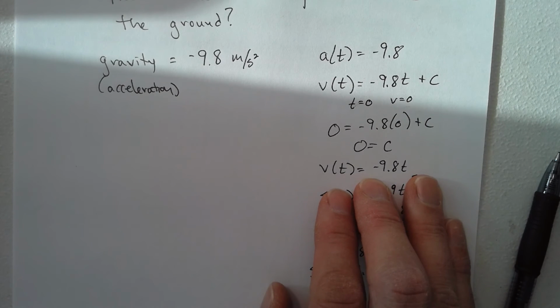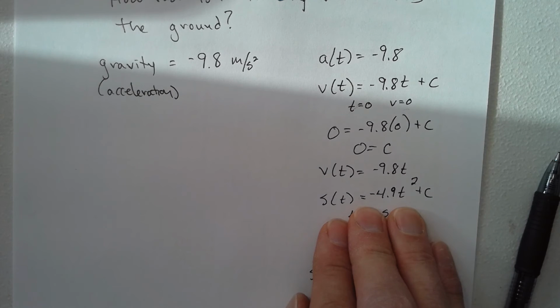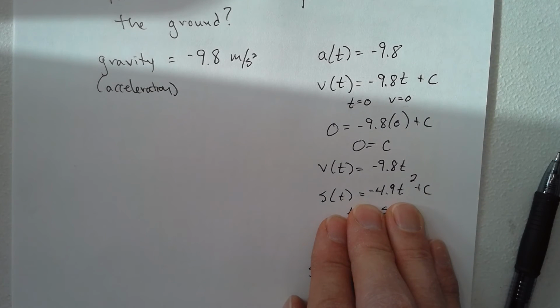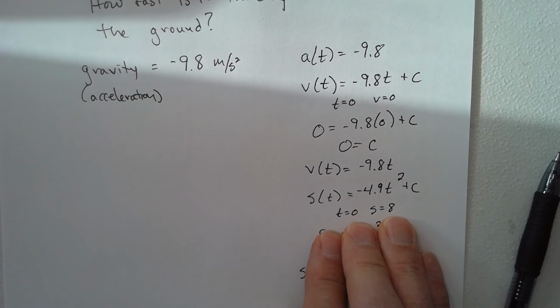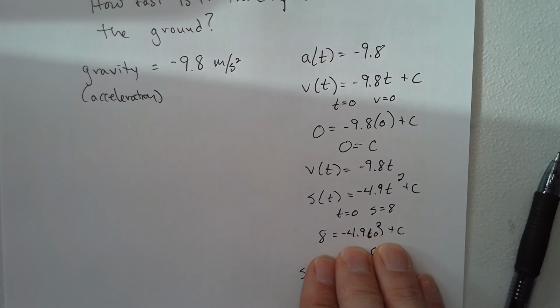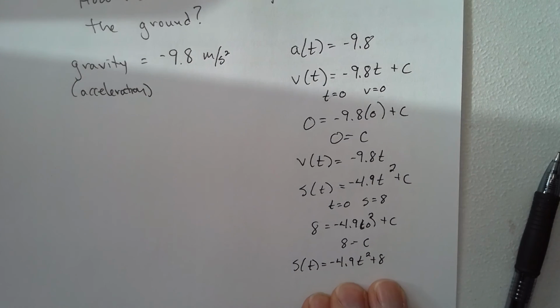We also need to know the position or height equation, so another antiderivative. We need an initial value to find out what c is. We know that when time is 0, its position is 8 meters up. So you can plug 0 in for time, 8 in for the position, and we get c is 8, so that's my position equation.